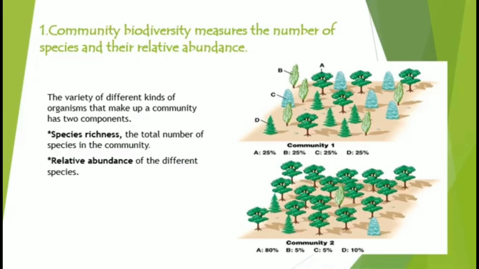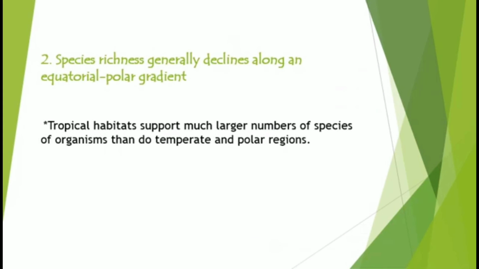Community 1: A 25%, B 25%, C 25%, D 25%. Community 2: A 80%, B 5%, C 5%, and D 10%. Number two, species richness generally declines along an equatorial-polar gradient. Tropical habitats support much larger numbers of species of organisms than do temperate and polar regions.